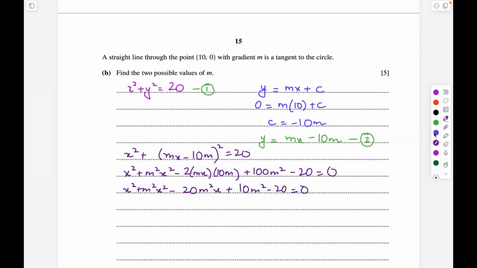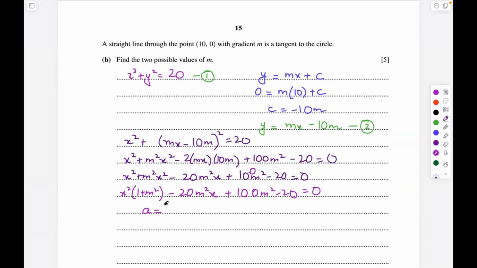Now over here, if we take x squared common, this will become 1 plus m squared. If we take x common over here, the coefficient of x will be minus 20m squared, so we can leave it as it is. And the constant term is 100m squared minus 20. So this is not 10, this will be 100 up here. Now, once we have simplified this, we can see that the value of a will be 1 plus m squared. The value of b will be minus 20m squared, and the value of c will be 100m squared minus 20.